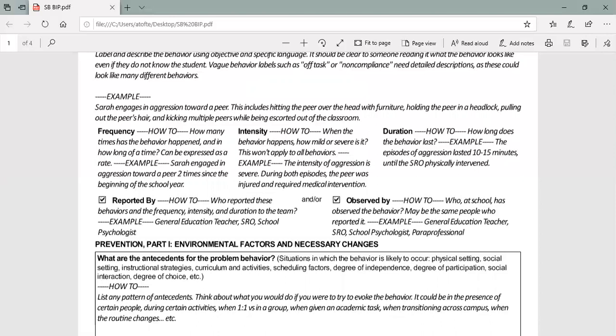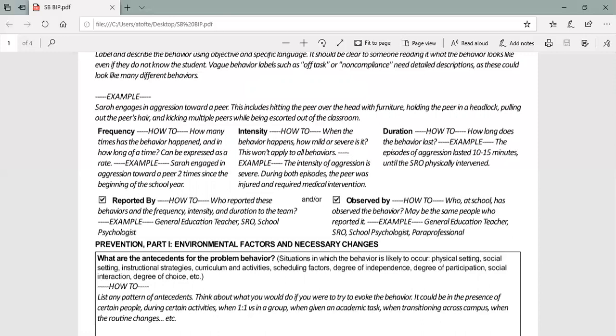Also intensity. For aggression, you can talk about intensity. It sometimes comes down to, did it leave a mark? Did it hurt the person? Did the person require medical intervention? So we could say aggression is mild intensity if a child swipes at somebody but it doesn't leave a mark. That's still aggression, but it's mild intensity. As opposed to what we have in this example, where this student is hurting the peer. So that would be severe.